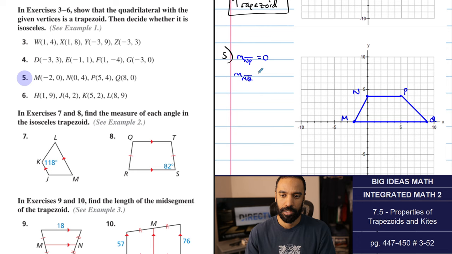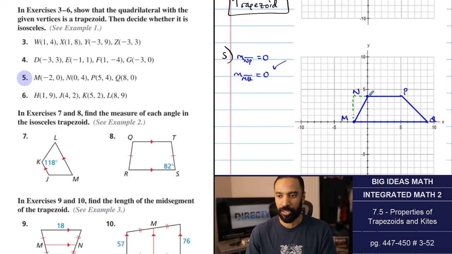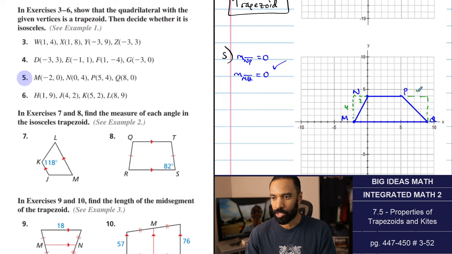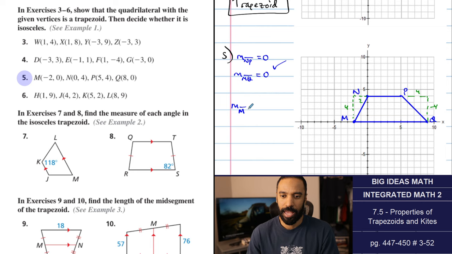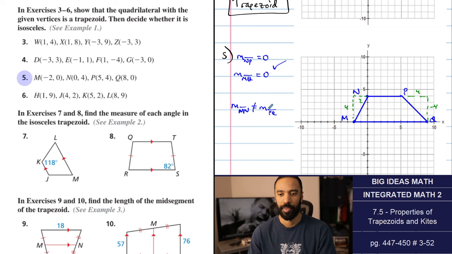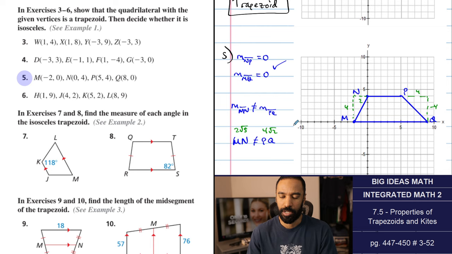These slopes are different, and they're also going to make different lengths, therefore non-isosceles as well. This is up 4 over 2. This is over 4, down 4, or whichever way you want to put it. Different slopes, right? So slope of MN is not the same as the slope of PQ. And MN does not equal PQ. This would have been 16 plus 4, which is 20, so 2 root 5. 2 root 5, this would have been 4 root 2. Not the same. So just trapezoid, not isosceles.